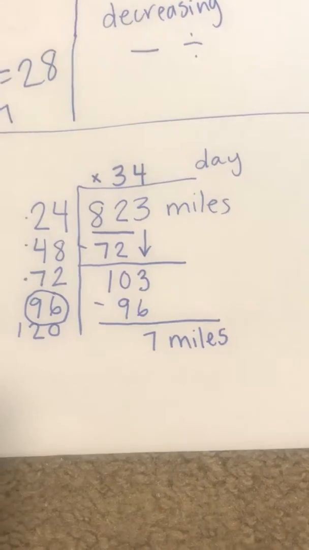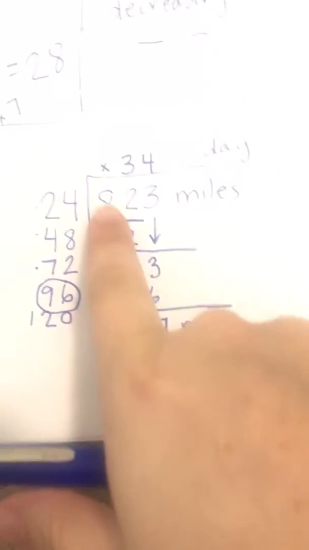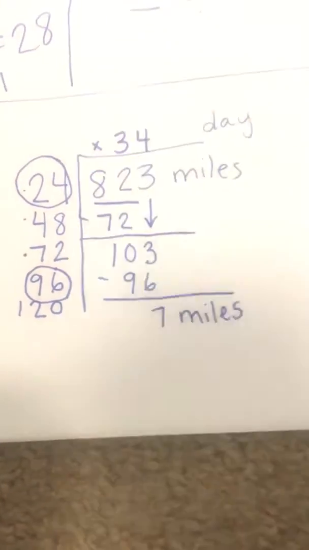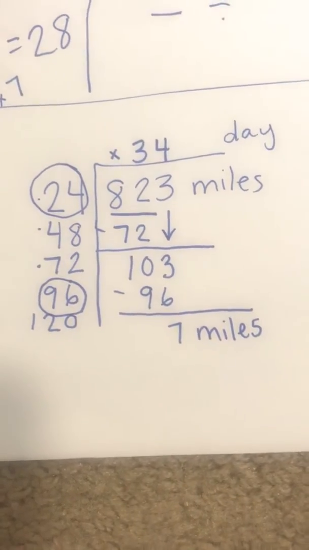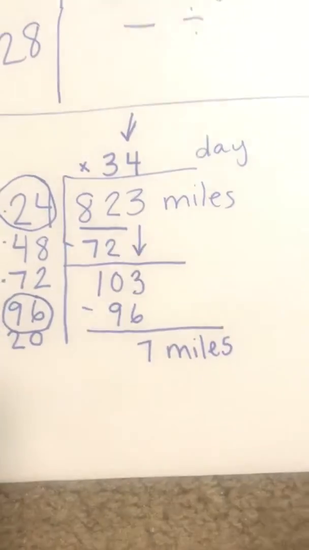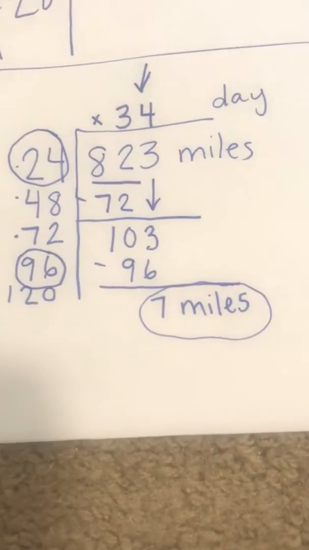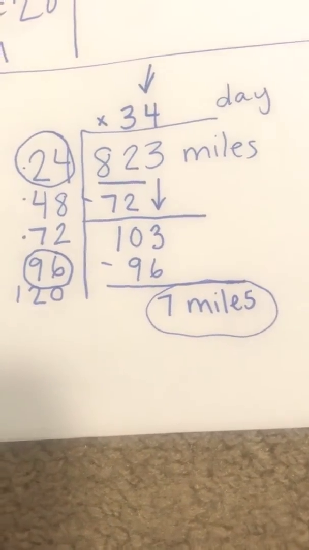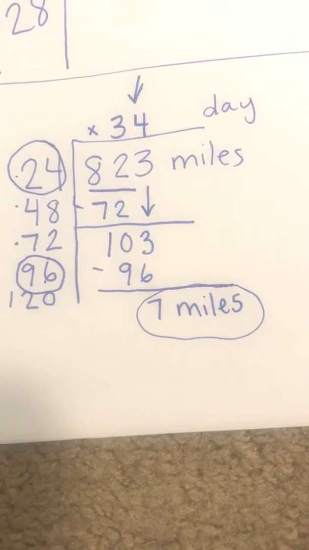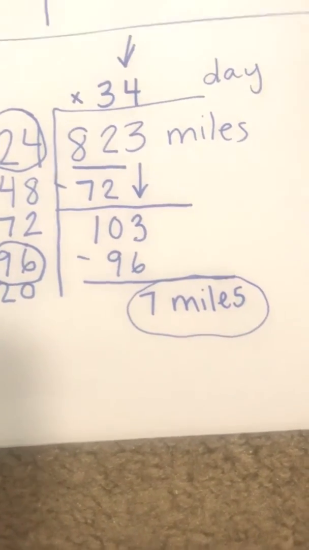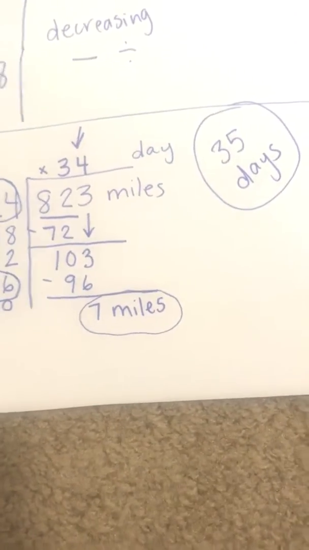Now, this problem is a really good problem for us in 5th grade because he has a total number of miles that he's going to travel, and he can only travel 24 miles each day. So, if he does that for 34 days, he's going to travel all of these miles, except he's going to have 7 miles left over to still get to his destination. What do you think that we're going to need to do?